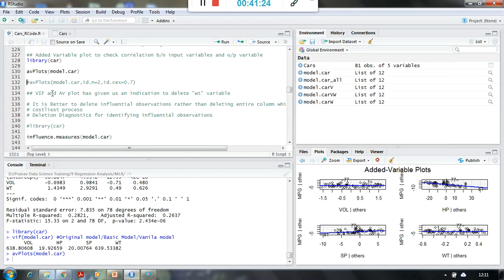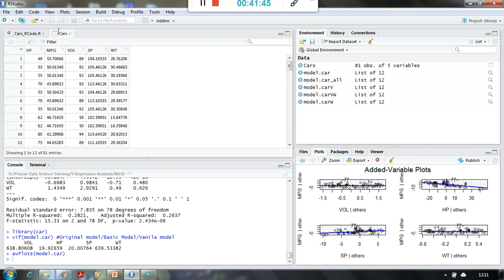Now what we can do after finalizing this, that weight is the one variable which is giving me the problem in my model building. So I can drop the variable. Dropping a variable is the easiest task actually, right? But that is not a good option, because if I drop the entire weight column and only take HP, volume and SP to predict the MPG, then I am missing 81 entries, because weight has 81 entries over here.